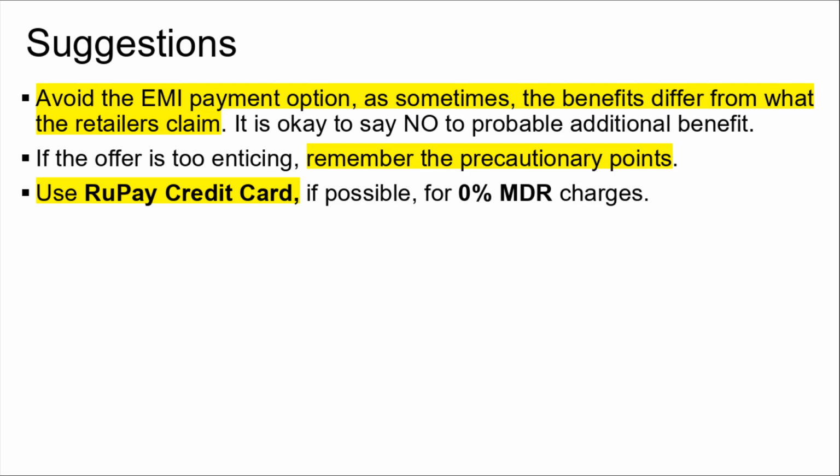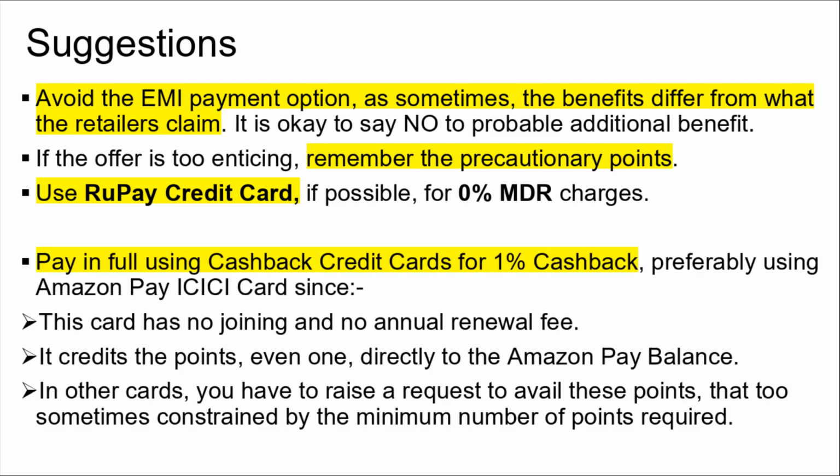Also, try using a Rupee credit card, as it can save you from the MDR hassle, and on top of it, you can negotiate for an additional 1 to 2% discount which they have saved on the MDR. You can also give a try to cashback credit cards, which provide instant cashback points of around 1%.